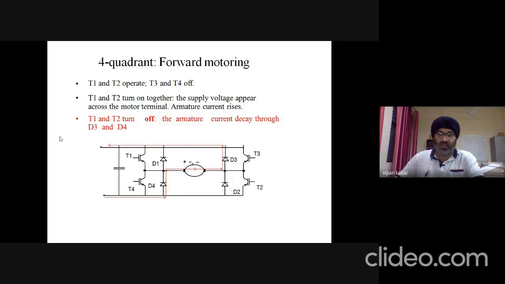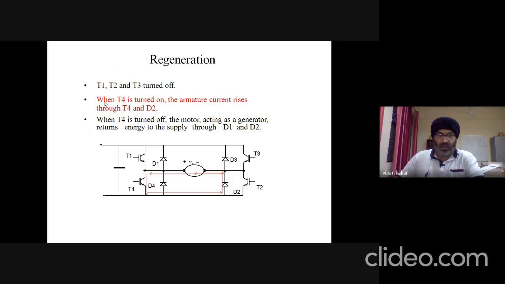So in this case, the ramping down of the current will follow. So it means the current will decay. Next, when all these transistors T1, T3 and T2 all are off, only T4 is turned on. So now the armature current will follow this path from T4 and D2 and then through this armature and so on. So it starts to ramp up again in opposite direction.